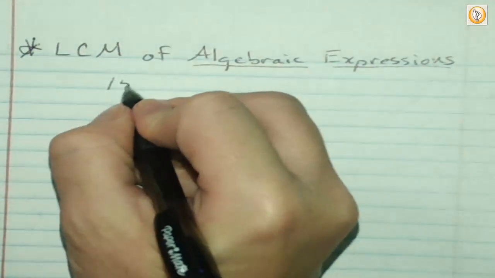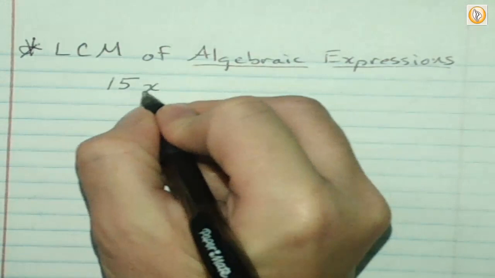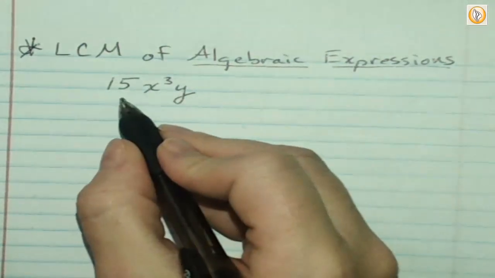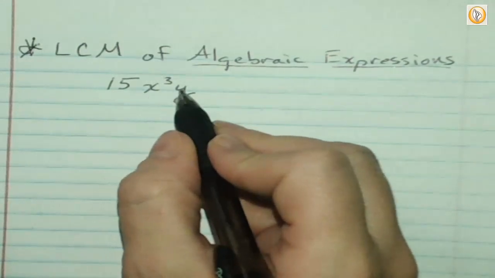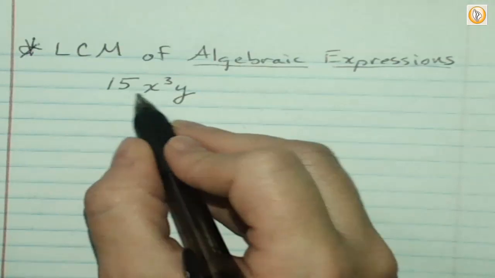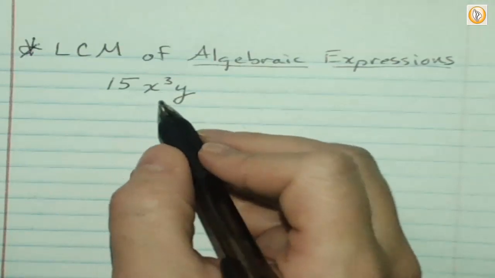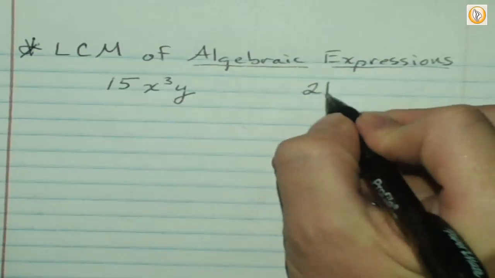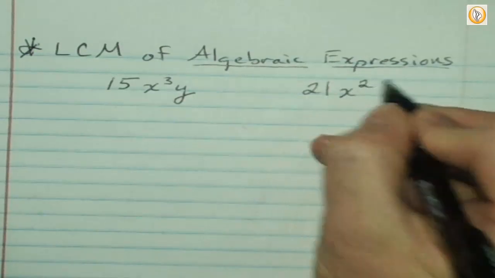So I have 15 x cubed y. All of this is being multiplied. That's 15 times x cubed times y. Remember, if we don't have any operational sign in between, we assume we're multiplying. And then the other one is 21x squared.